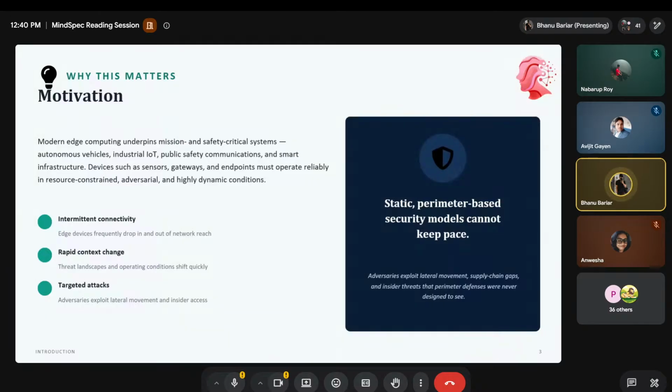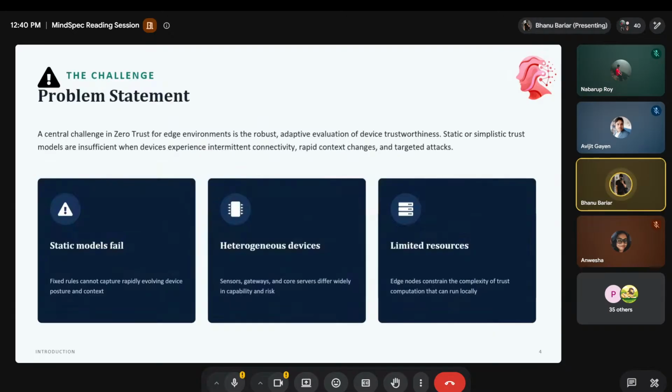After identifying these challenges, the authors formally describe the problem they aim to solve. The central problem addressed in this paper is how to continuously evaluate the trustworthiness of devices in dynamic edge environments. Existing trust models often rely on static rules or fixed thresholds.